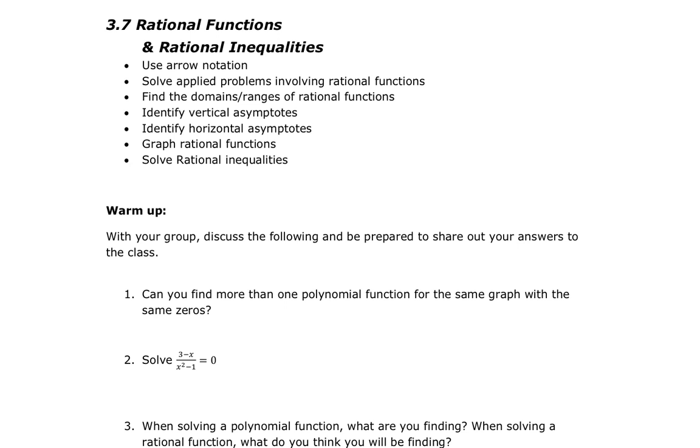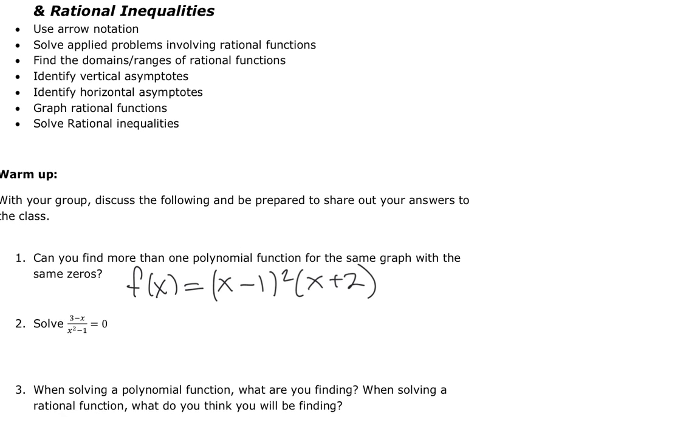As an example, if I tell you that f of x is equal to (x minus 1) quantity squared, times (x plus 2), and you graph that in your favorite graphing utility, then if I asked you to graph g of x equal to (x minus 1) quantity squared, times (x plus 2), but I put a negative out front, the g of x is not going to be the exact same graph as the f of x. So they can have the same zeros, but they won't have the same graph. Each polynomial function's graph is unique to that polynomial function.